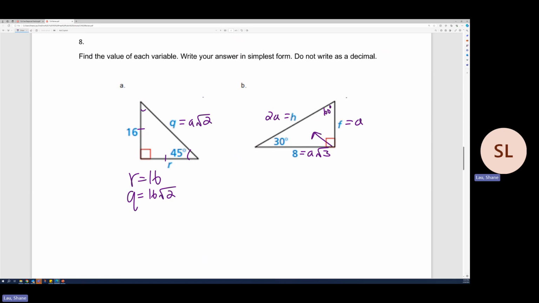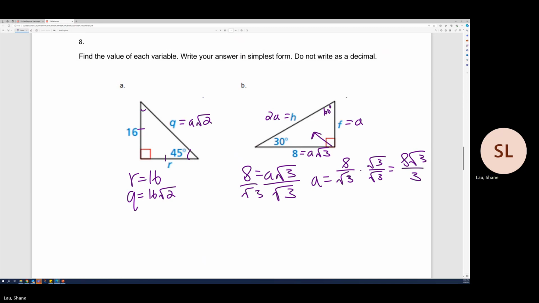Here we have to actually solve for A first. Otherwise, we can't get F, we can't get H. So we got to solve for A. We know 8 equals A times the square root of 3. Divide by the square root of 3 on both sides. We get A equals 8 over the square root of 3. But of course, we don't want radicals in the denominator, so we have to rationalize it. We should get 8 square root of 3 over 3 as our A.